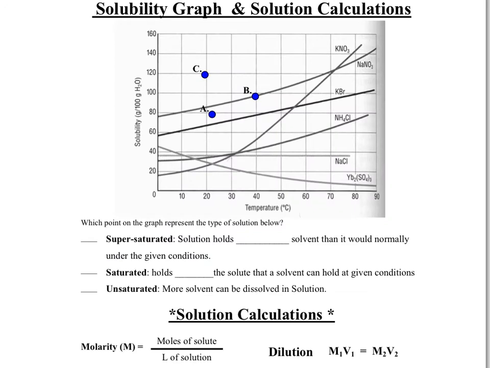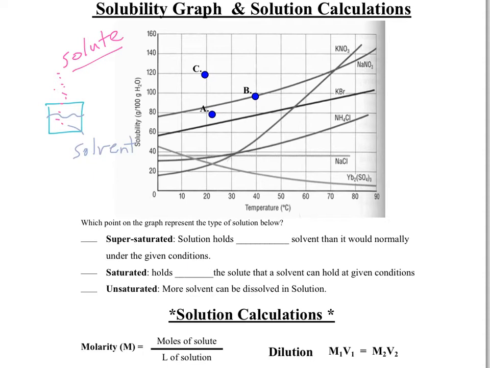Now let's use a solubility graph to talk about the three types of solutions. Just a quick reminder of what a solution is. If I had a beaker with a liquid inside of it, this would be my solvent because it will dissolve my solute. Whatever you put into the solvent, that's what is dissolved. The solvent does the dissolving, and that's what creates your solution.